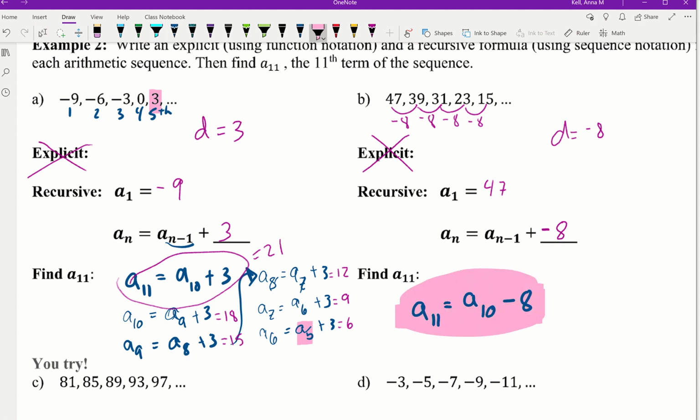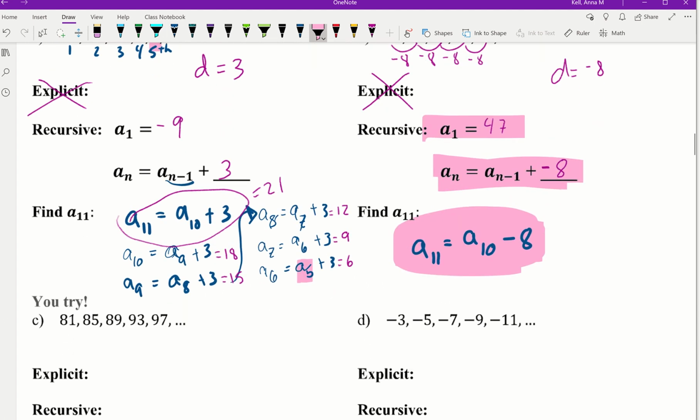Okay, let's see if you can set up this part of the equation on these next two tries. So pause the video and try to create this equation, and then we'll together try to find the specific entry.